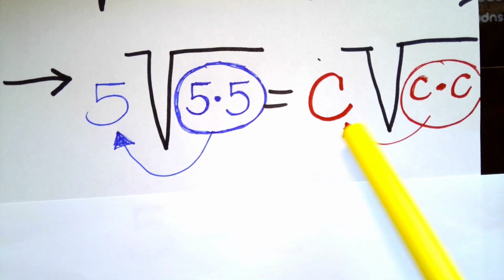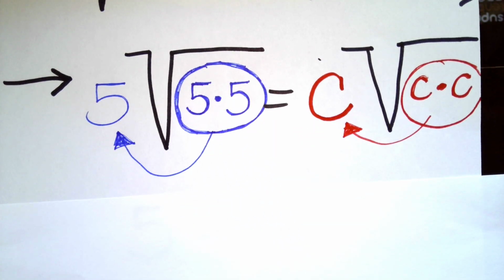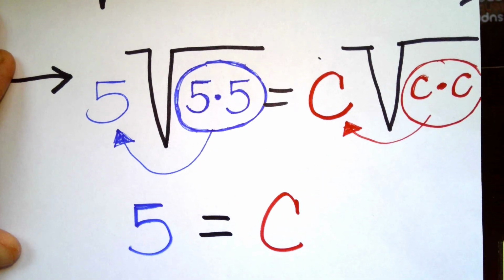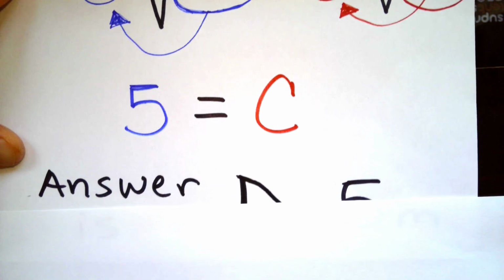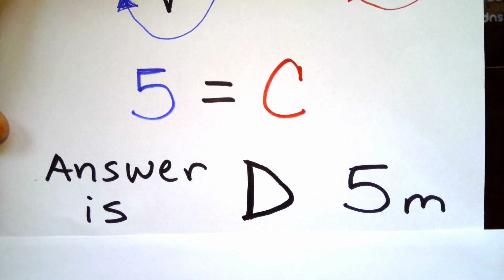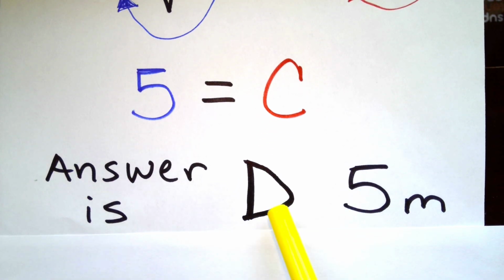Now the radicals disappear and you're left with 5 equals c. So what's our answer for this particular problem? Our answer is option D, 5 meters.